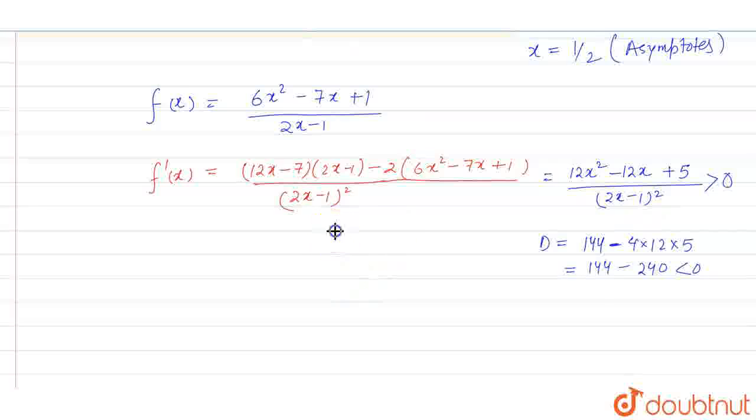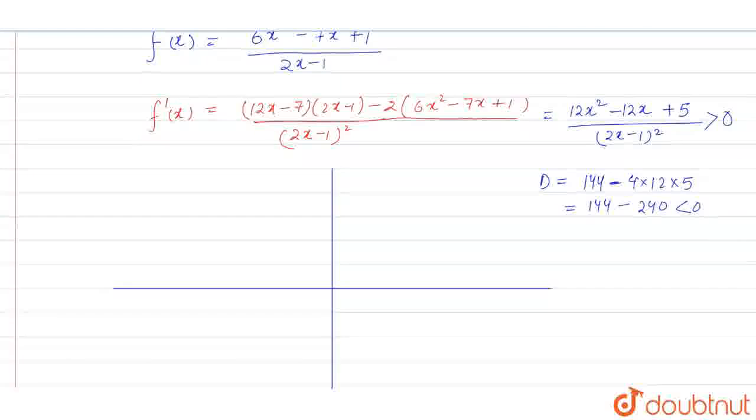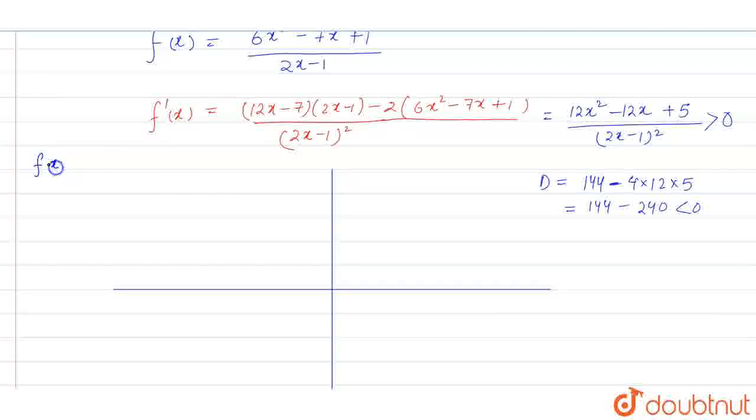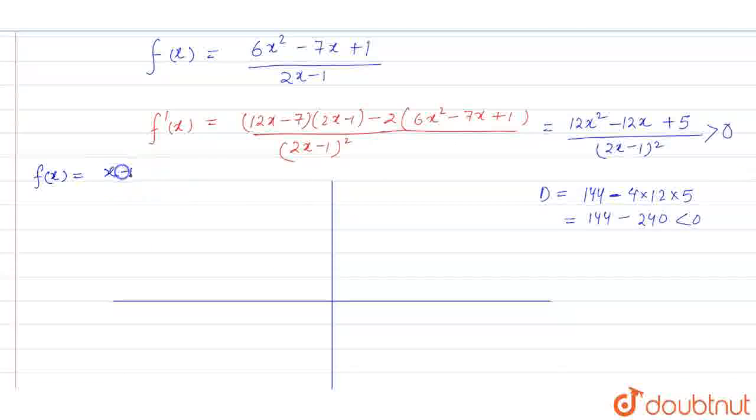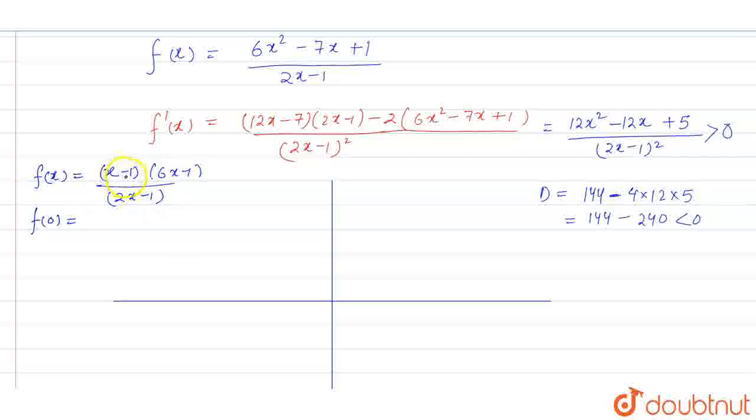Now we'll draw the graph using this. The function is f(x) is equal to (x minus 1)(6x minus 1) divided by (2x minus 1). Now if you observe the value of f of 0, we get minus 1 divided by minus 1, which will give you minus 1. So at x is equal to 0 the function value is minus 1. This is the point 0 comma minus 1.